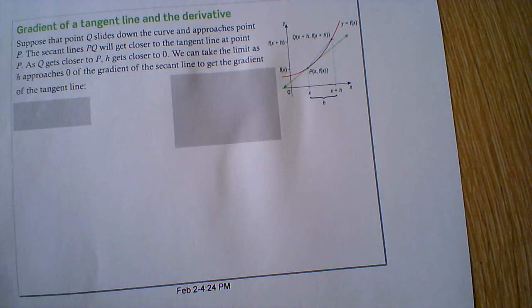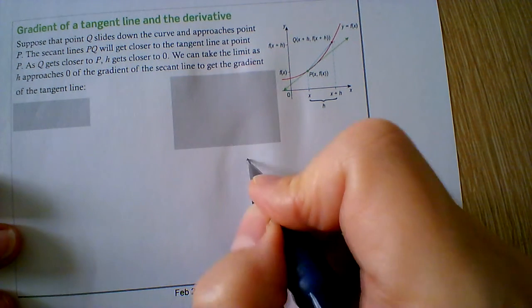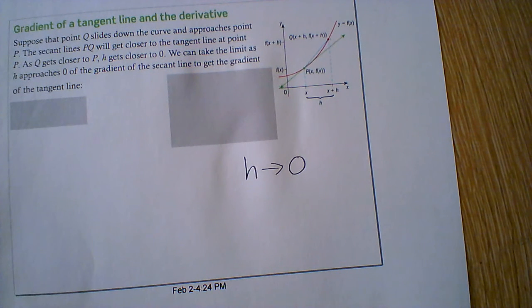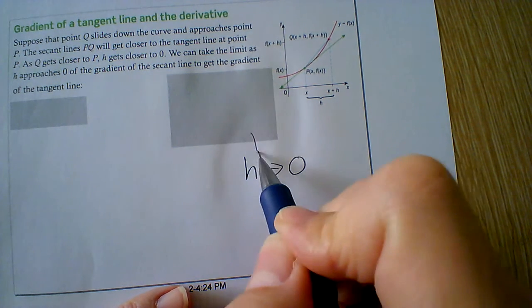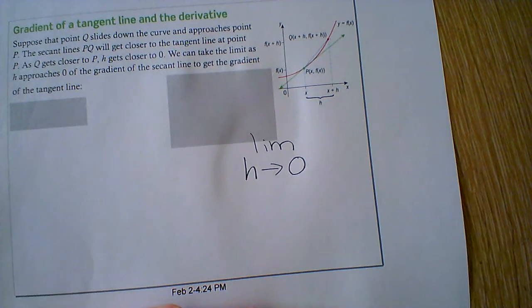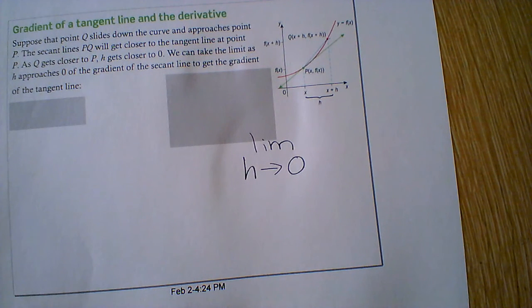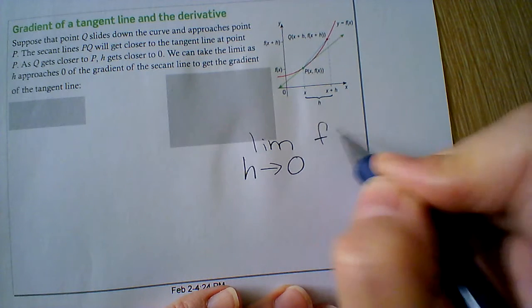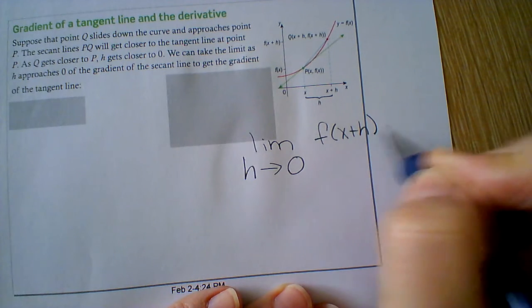So h is getting smaller and smaller and smaller as my secant line approaches my tangent line. Agreed? So that means that h is approaching 0, right? Yeah, we're getting there, girls. You're getting it now. So that would mean that I needed to find the limit as h approaches 0. It does. See, it all comes together. I need to find the limit as h approaches 0 of that slope formula.